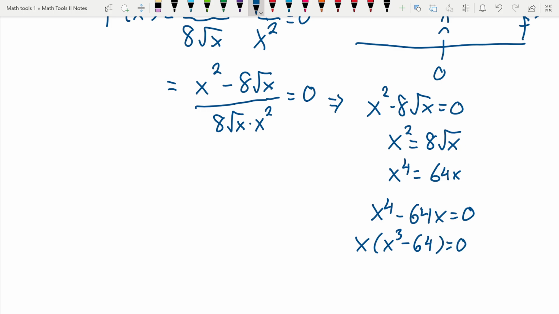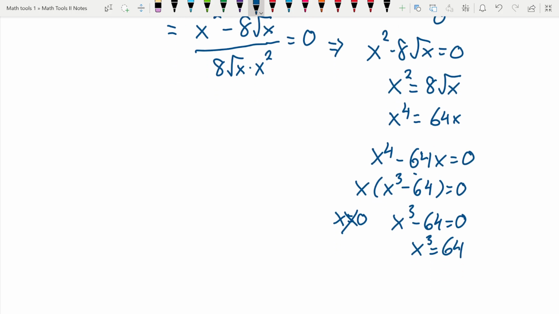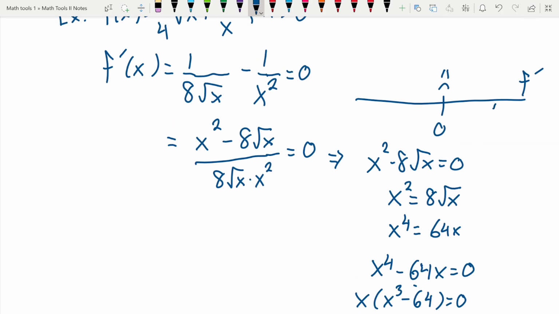Okay. So this says that either x equals 0, which we already have, so we don't need to worry about that part. That's not even in our domain, so this one we can just completely forget about it. Or x cubed minus 64 equals 0, meaning that x cubed equals 64. And you take the cube root of both sides here, you'll get x equals 4. Okay. So 4 is a 0 of f prime, so that needs to go in there as well.